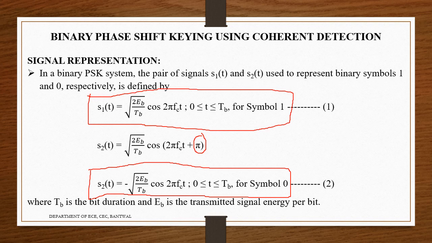We represent everything in terms of TB and EB, because TB is the bit duration of symbol 1 or symbol 0. We are not talking about a bit stream; we are considering one bit at a time. That is the reason TB is the bit duration, and EB is the transmitted signal energy per bit. So per bit, it tells how much energy has been transmitted, depending on whether it is symbol 1 or symbol 0.